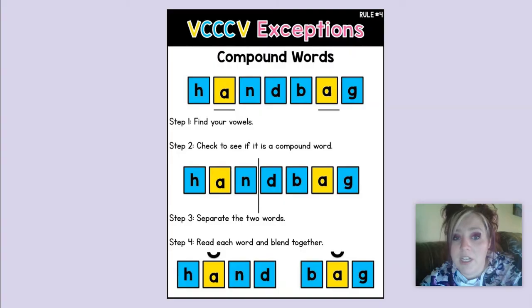Remember, we have some exceptions. Compound words. Who would have thought? You got to find your vowels. Remember, we always talk about finding our vowels first. Super important. We have to know open, closed, where do we divide? Check to see if it's a compound word. So, typically speaking, we're looking for blends and digraphs, but this is the word handbag. So I had to separate the two words, and then I read the two words, and then I blend it back together. So hand, bag, handbag. Did you notice too in hand, ND is an ending blend. So that should have also been another helpful hint for you because we learned about ending blends already.